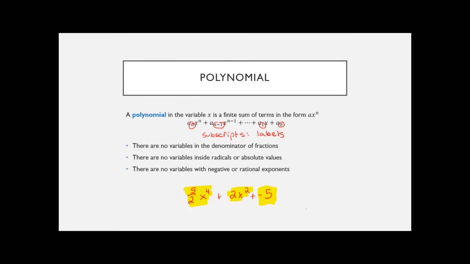We don't have any variables inside square roots or absolute values. We don't have any negative exponents. We don't have any rational exponents.